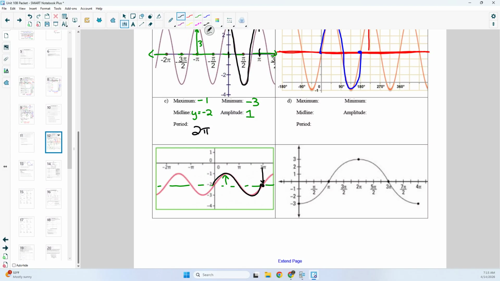My next one, 3 and -3 again, so my midline is 0, and my amplitude is 3. The period, this one takes a little longer to finish.